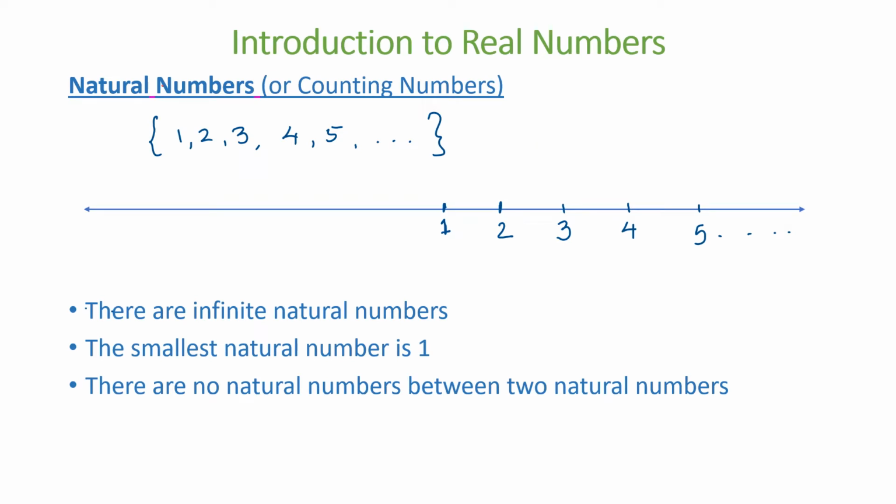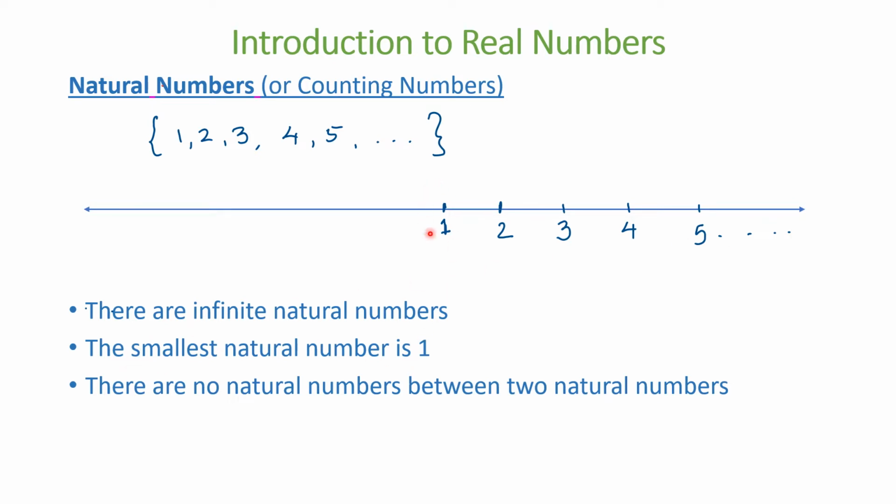Natural numbers. We also call natural numbers counting numbers. That is, it helps us when we are talking about counting the number of items that we have. So one item, two items, three items, and so on. On the number line, this is the real number line, I have the numbers 1, 2, 3, 4, 5, and it goes infinitely in this direction. This is the standard format in which mathematicians have always been writing for ages. So there are infinite natural numbers.